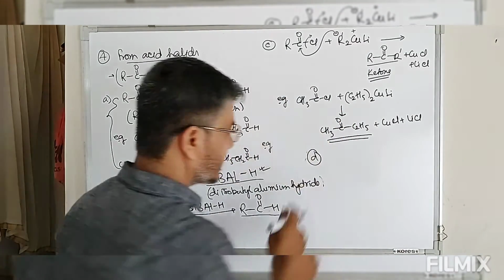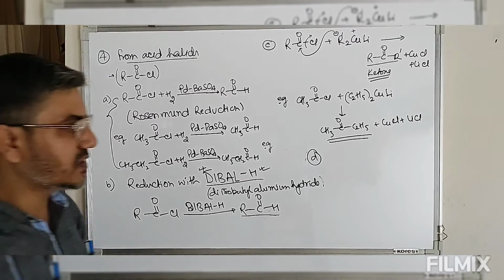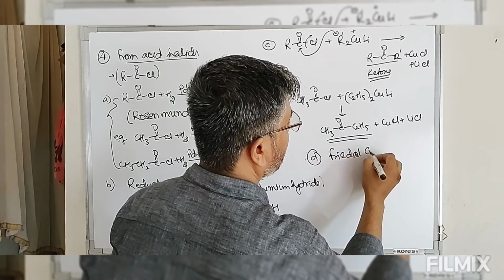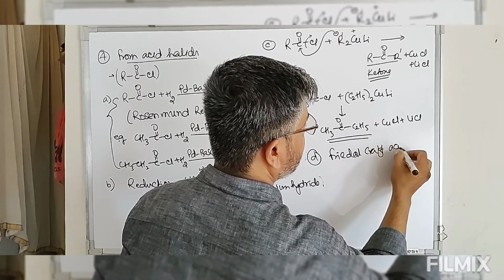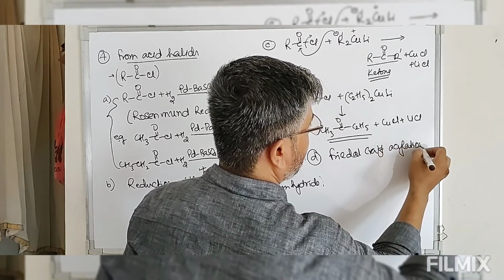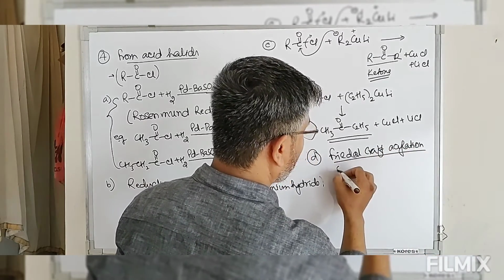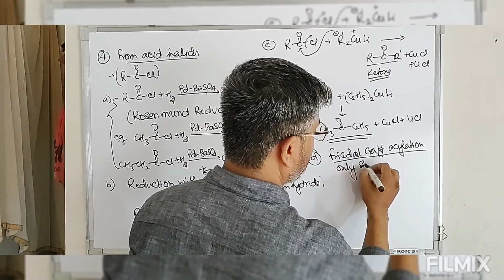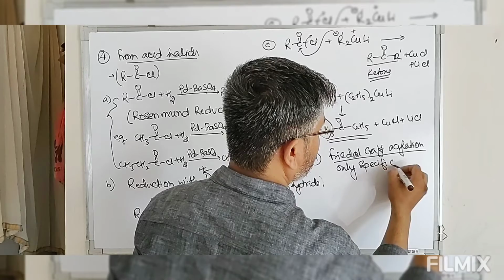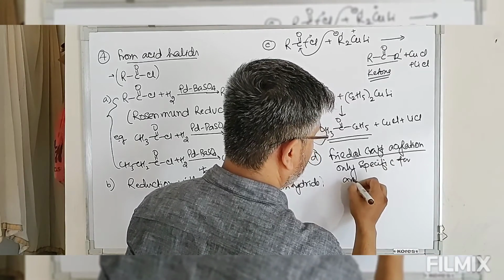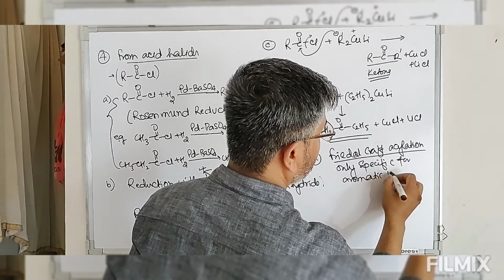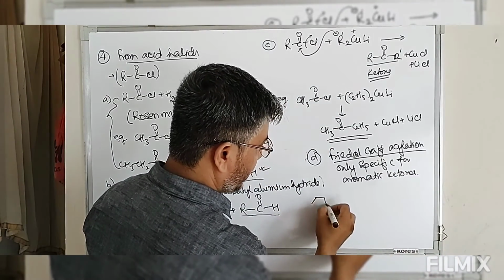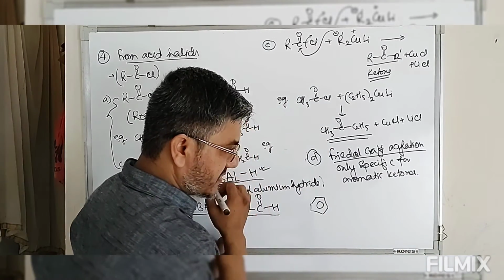Then we also have the next reaction, that is a very well known reaction, Friedel-Crafts acylation. This Friedel-Crafts acylation is only specific for aromatic ketones. That means the reaction is, we are starting with benzene.